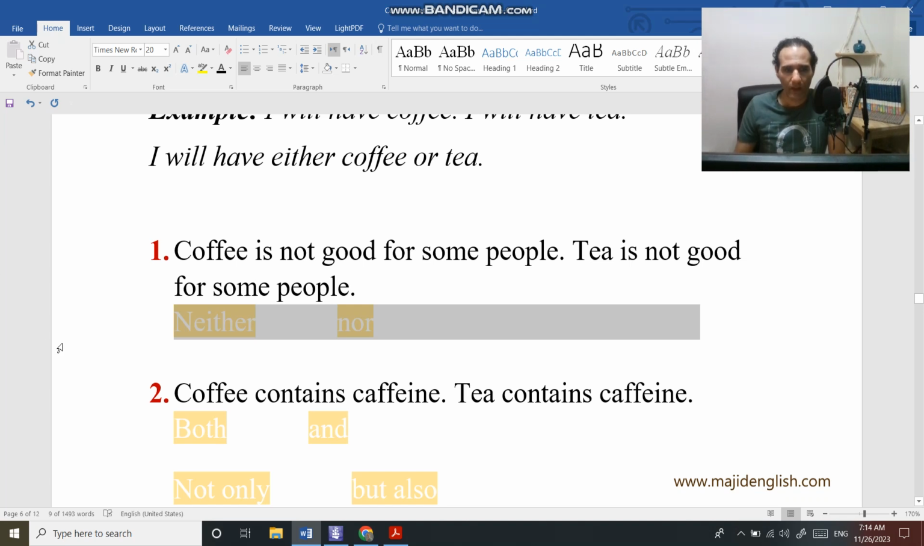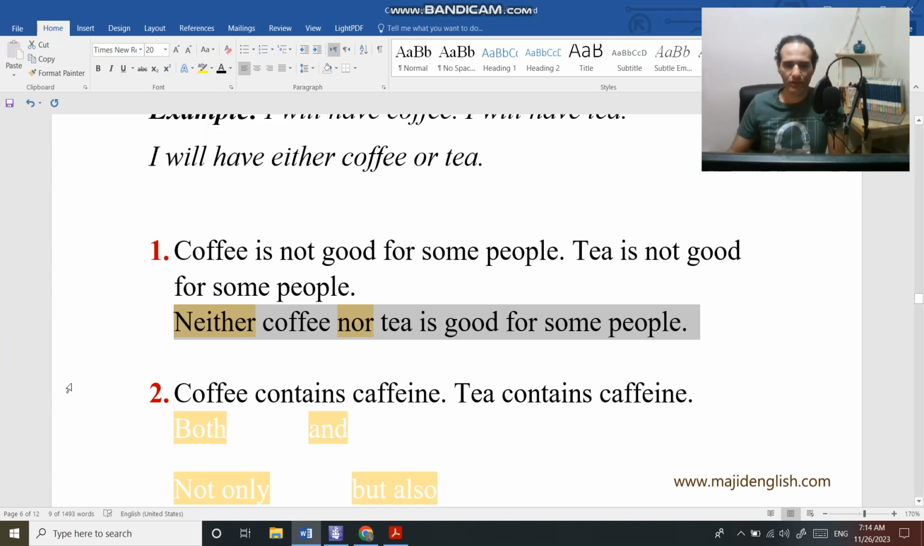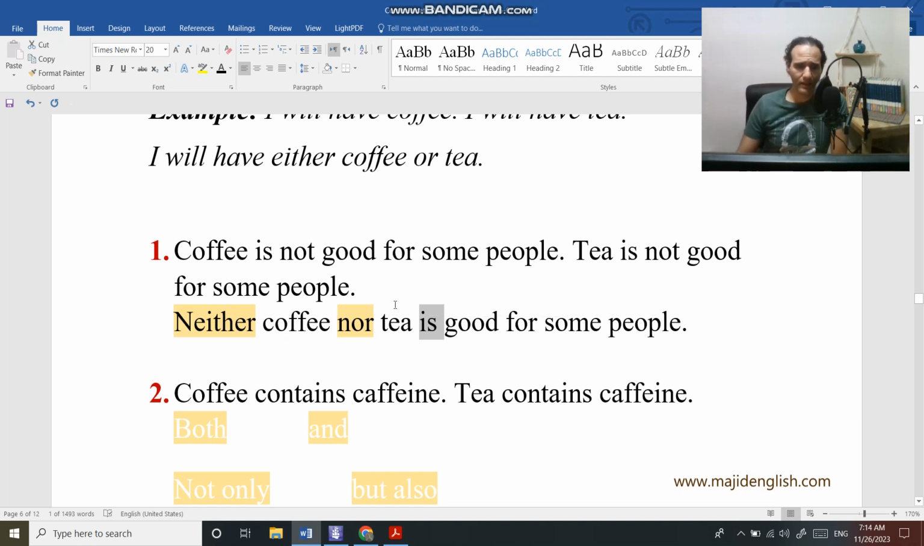Okay, I hope you have come up with the answers so far before I blacken it. Yes, neither coffee nor tea is good. Be careful. Is, why? Because of tea. If here we had, for example, a plural noun, for example, we had neither coffee nor apples, then it would be are.